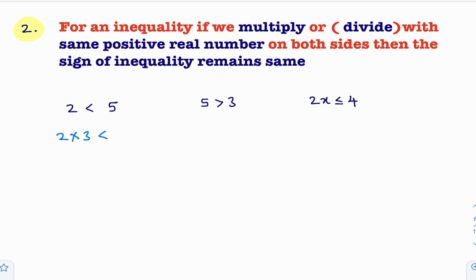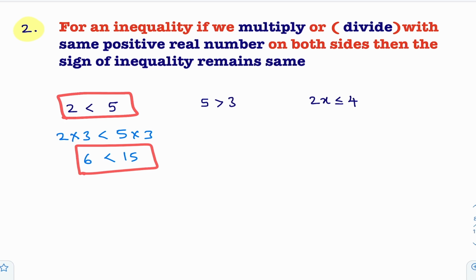2 into 3 is less than 5 into 3. 2 into 3 is what? 6. 5 into 3 is what? 15. 6 is less than 15, right? 6 is less than 15. Is it true? Yes, this is true inequality. After multiplying with the same positive real number on both sides, the sign of inequality remains the same.